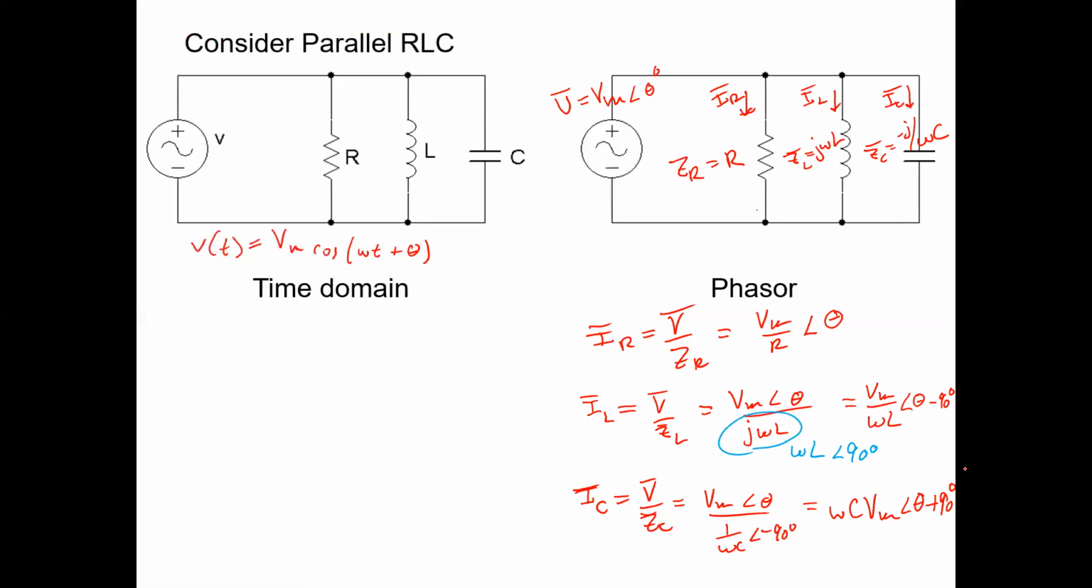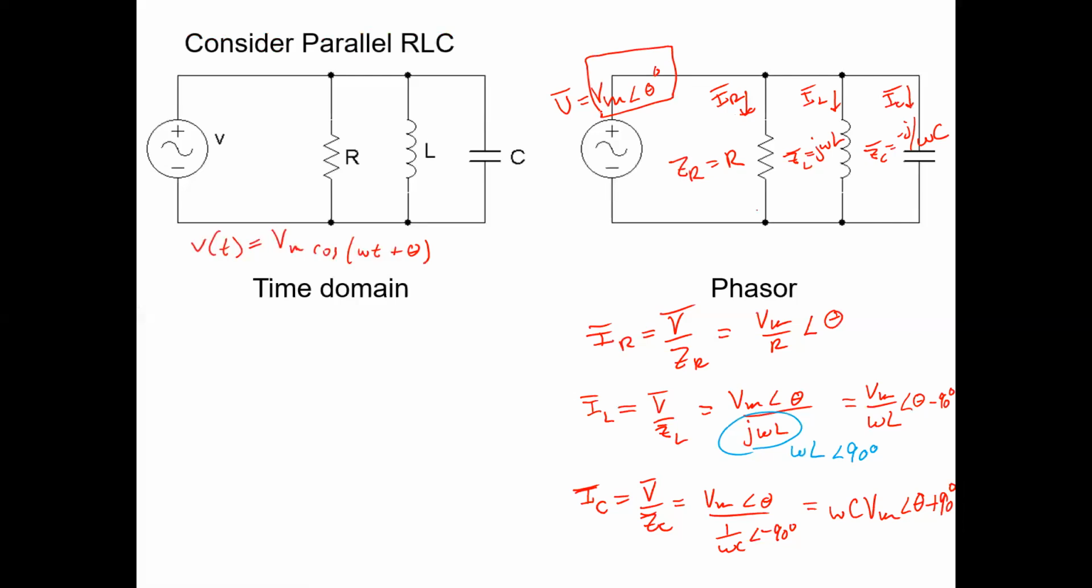Why did we not call theta 0 for IR? We didn't call theta 0 because theta is embedded in our voltage. Our voltage has some arbitrary phase angle. And that means that t equals 0 just starts off with Vm cosine of whatever theta is, and then it just starts off from there. So it's got an arbitrary starting point.